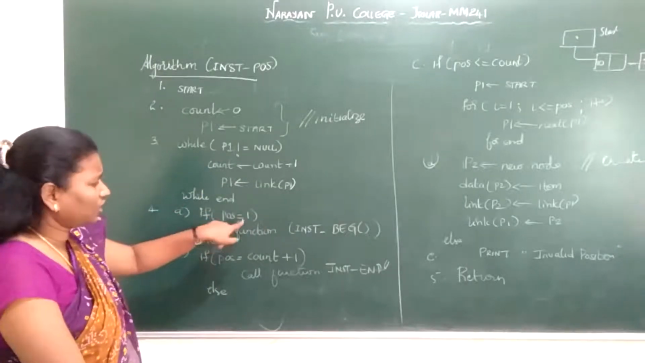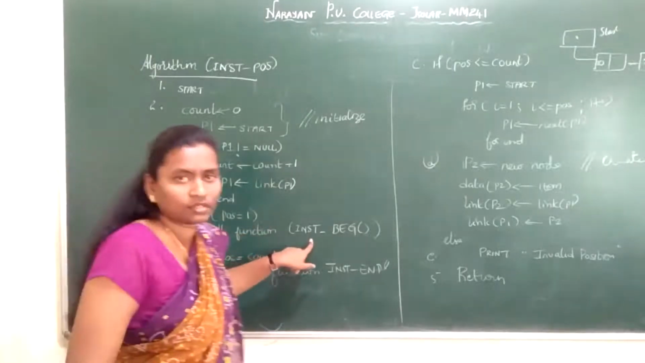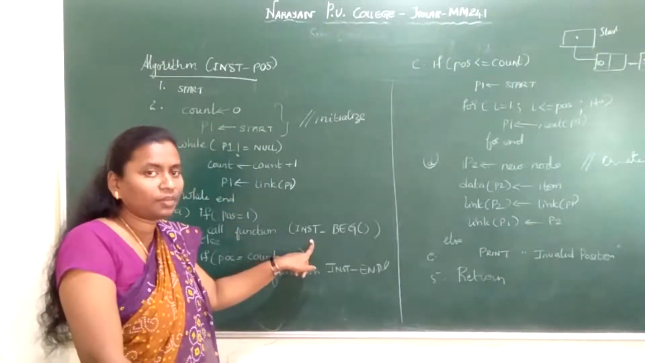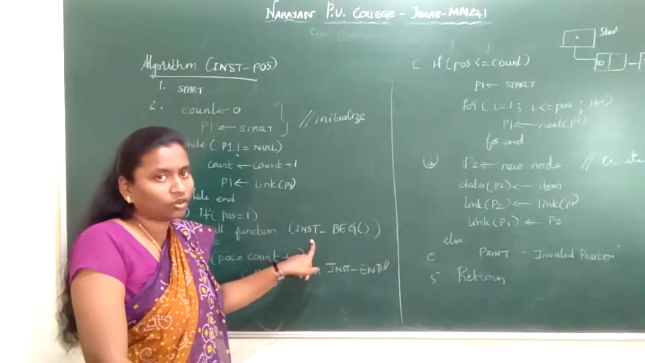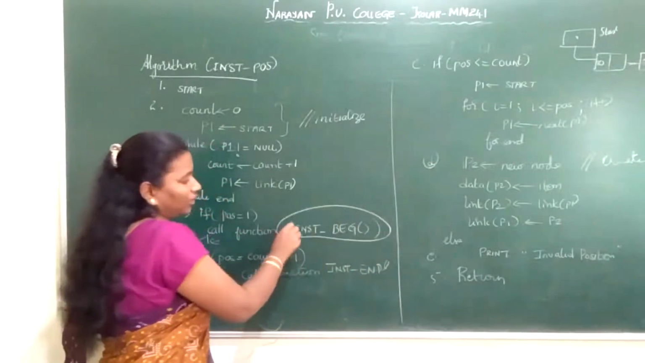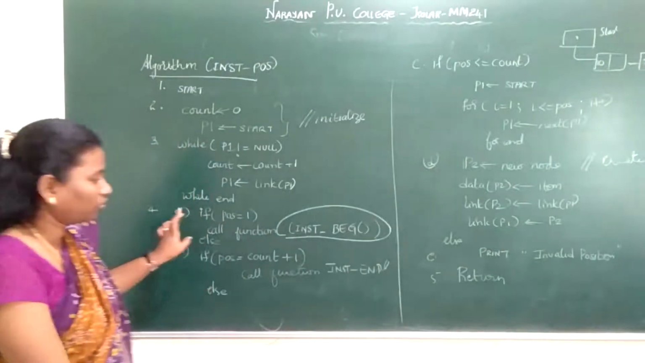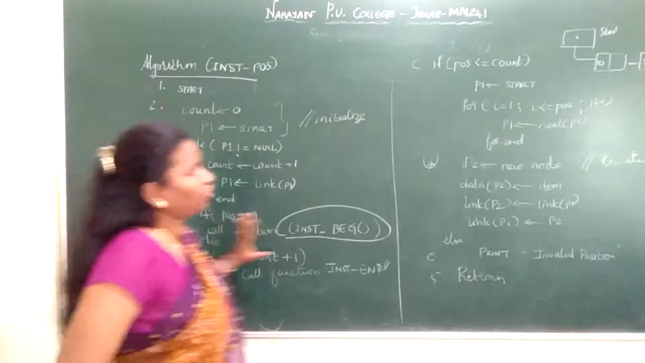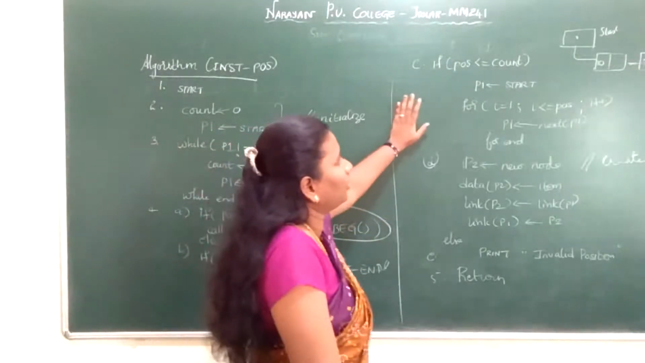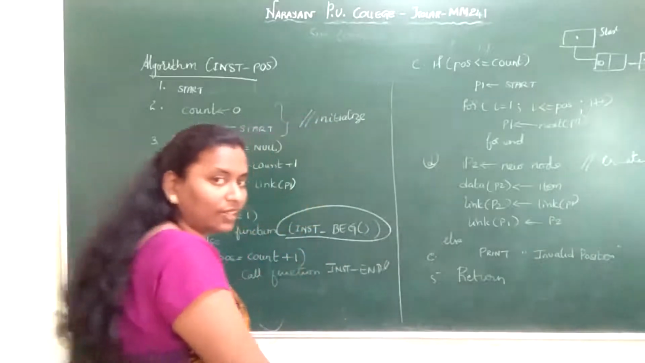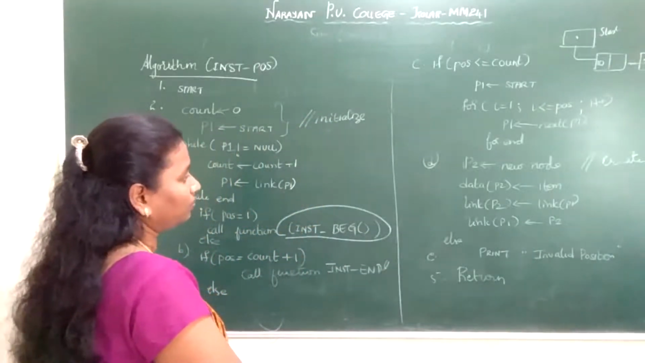If position is equal to 1, what does it mean? I told you there are 3 ways of inserting. If position is equal to 1, that means we are inserting at the beginning. There will be a function called for inserting an element at the beginning. We are not concerned with this, because we already discussed it. Next, if position is equal to end, what will we do? We insert the element at the end, which we discussed in the last algorithm.